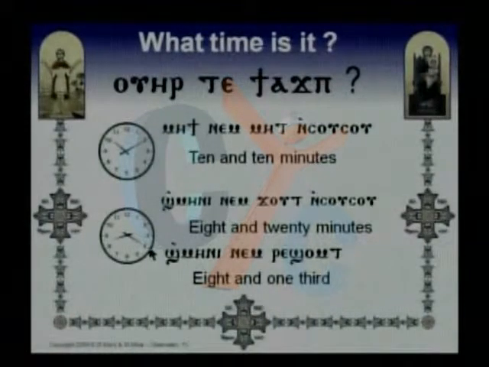This one, which is 8:20, can be said in two ways, either 8 and 20 minutes or 8 and 1/3. 8 and 20 minutes, it would be shmini, which is the feminine for shmin. Shmini, name gut and susu, which is 8 and 20 minutes. This one, it's 8 and 1/3. So it would be shmini, name reshom. I'll say it one more time. Shmini nem gut in susu, or shmini nem reshom.